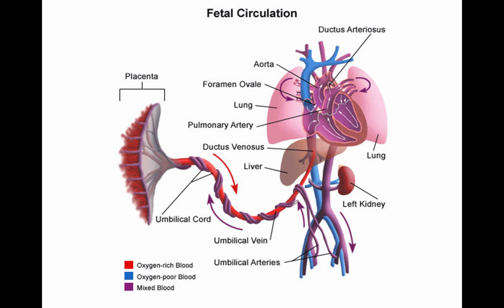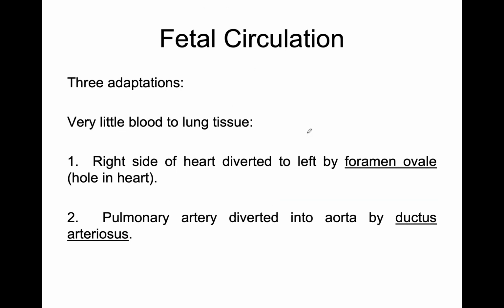There are 3 structures that you need to be familiar with. The ductus arteriosus, the ductus venosus, and there's another one somewhere. The foramen ovale. Okay, so these are ways to redirect the blood during fetal development. You need to be familiar with these 3 adaptations. So, very little blood travels to the lung tissue.